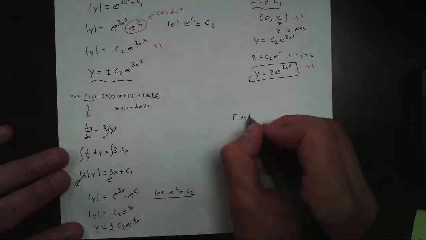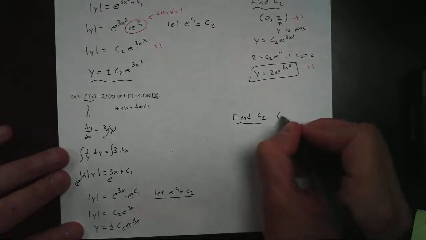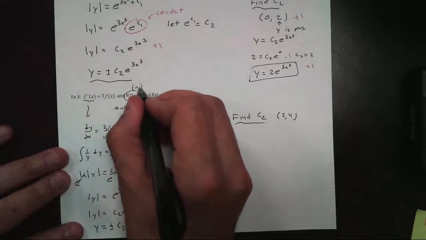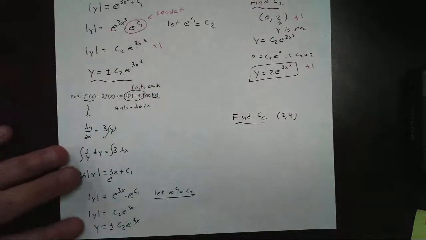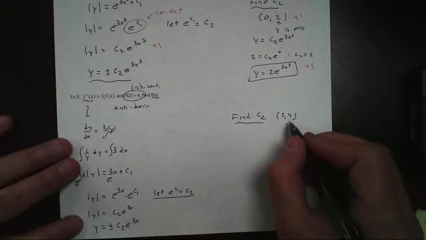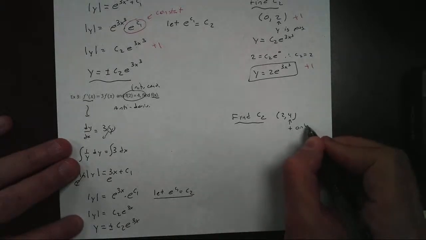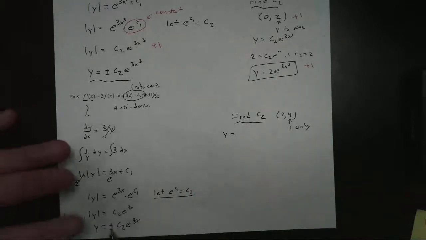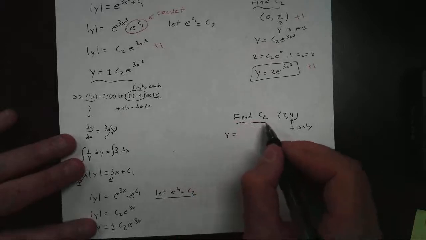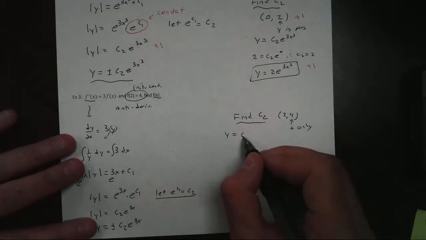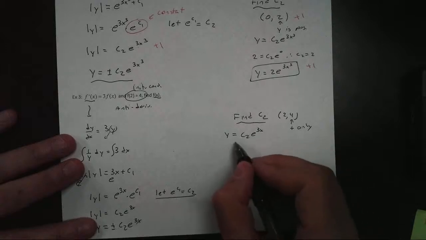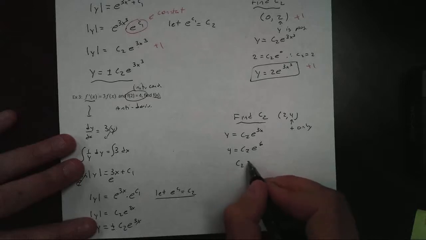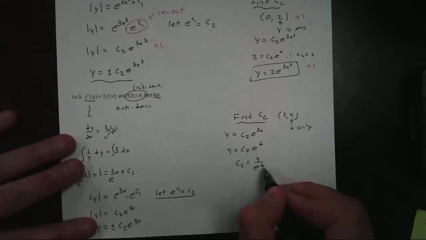And now we find c2. Use the initial condition (2, 4). There's my initial condition, right? I just plug it in. We want the positive only, right? y is positive, so I have my two choices. Now, do we need these plus or minuses? Yes, you do. But in the final one, we want the positive only, right? So we can go c2 e to the 3x, and I plug in 4 equals c2 e to the 6. c2 equals 4 over e to the 6.